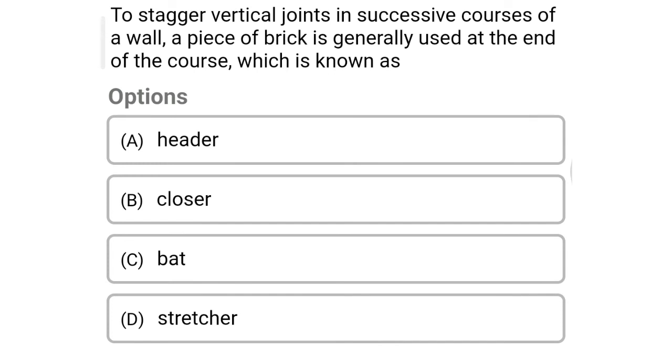So next question, to stagger vertical joints in successive courses of a wall, a piece of brick is generally used at the end of the course, which is known as option A header, option B closer, option C bed, option D stretcher. So the correct answer is option B closer.